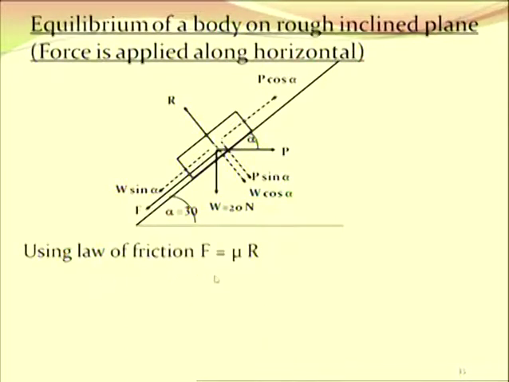Using the law of friction, F is equal to mu into R. The value of mu is given to us, 0.25, and the value of R is obtained from equation number 1, that is 17.32 plus 0.5 P, in terms of P. By simplifying, we get F is equal to 4.33 plus 0.125 P.